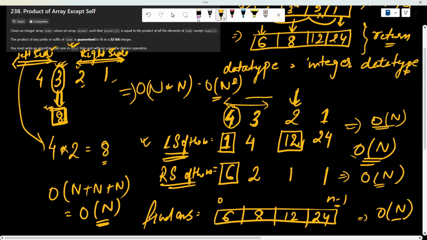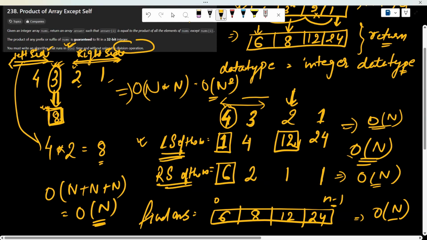And also they have mentioned without using the division operation. So we are not using the division operation anywhere. We are using the multiplication operation. So this condition is also satisfied. So this is the accepted solution.